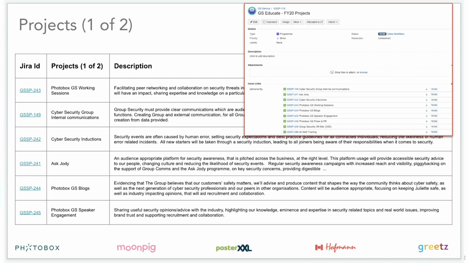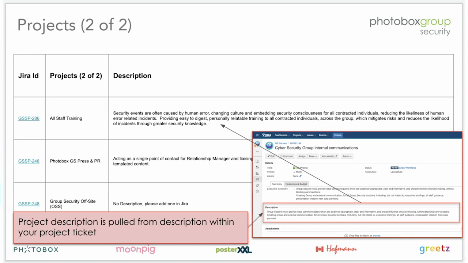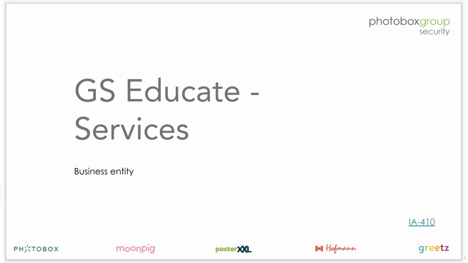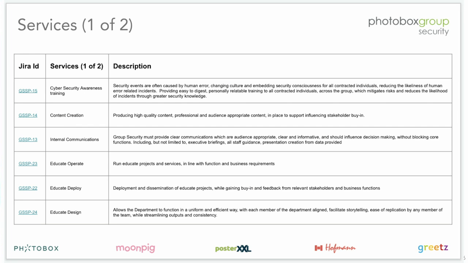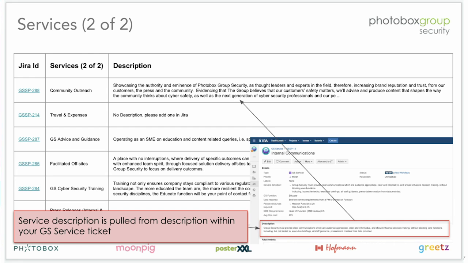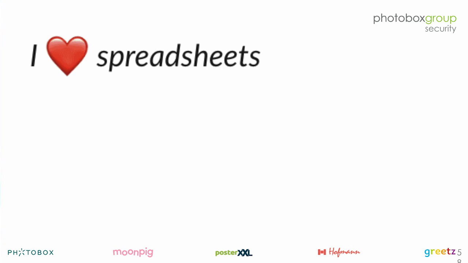Then the projects are the ones that appear on the slides, and if you add a description here, it's going to appear here. We do the same for services, so use some services there. Can you see that a particular project affects these stakeholders, who delivers this, who reduces the risk of this, and uses particular services. That's how everything is now in English. Then you put the services here, and you can see how everything works.